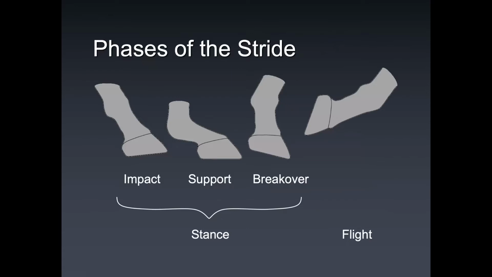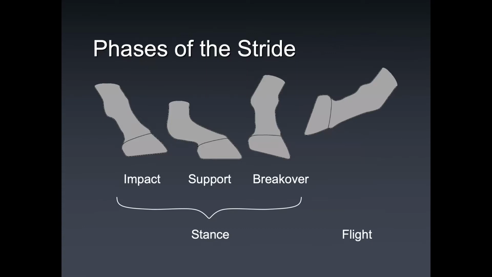And the reason the phases of the stride are a little bit important is different injuries can occur at different points in the stride. But we split the stride into the stance phase and the flight phase of the stride. And we further break down the stance phase of the stride into 3 or 4. Here I just have put 3 phases, but one is impact, and it's relatively short, the first few milliseconds, the first 10–15% of the stride when the foot hits the ground.